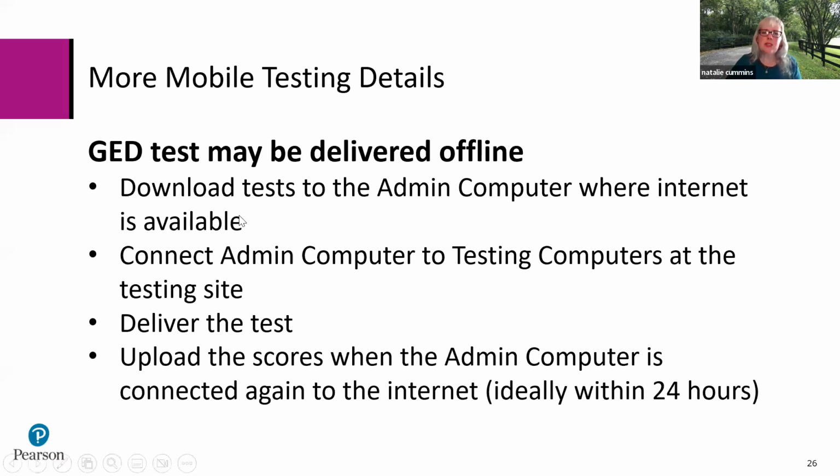In other words, you would download the test to the admin computer where internet is available. That could be your home adult ed program or wherever you are. Then when you get to the testing site, you would connect your admin computer to the testing computers in a local area network. You are literally hooking them up to your admin computer with Ethernet cable. Then you would push out the test content to those test taker computers.